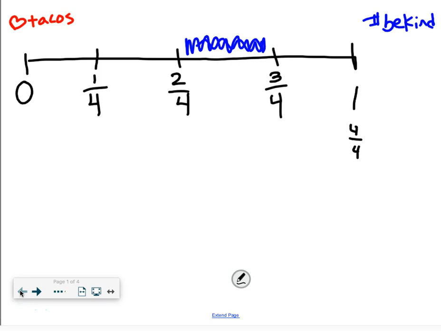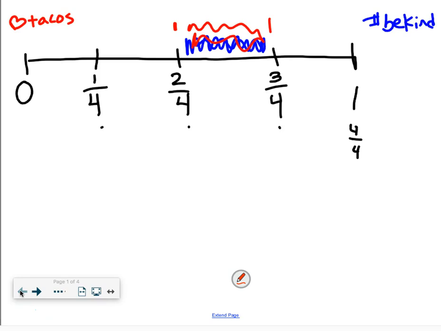This number line we have split into fourths. We have 0, 1/4, 2/4, 3/4, and a whole, of course, is 4/4. What if I wanted to find a fraction between 2/4 and 3/4, right in this area right there where I put the blue? How would I do that? Well, I'm going to use equivalent fractions and figure that out.